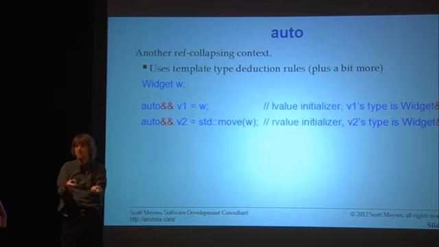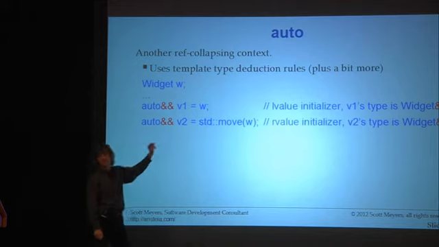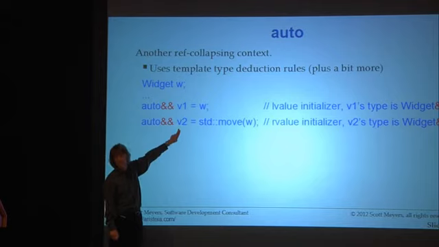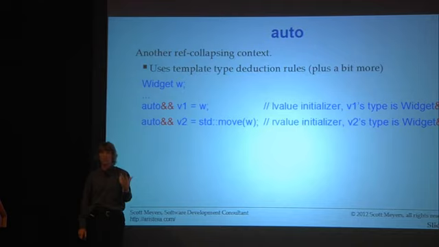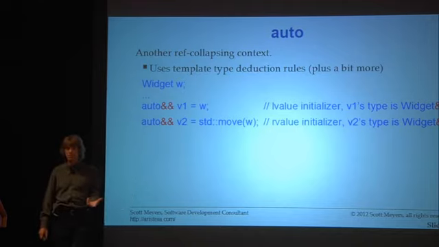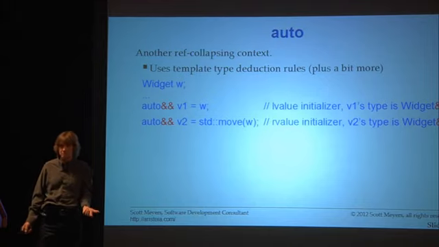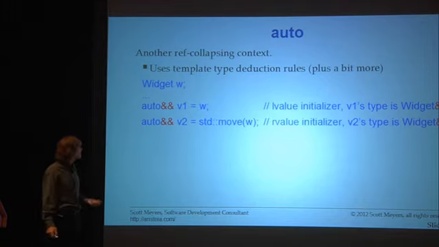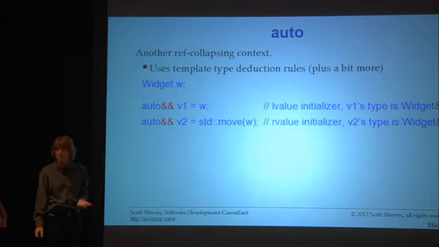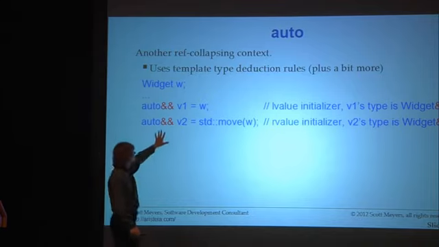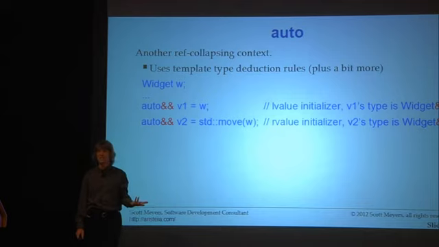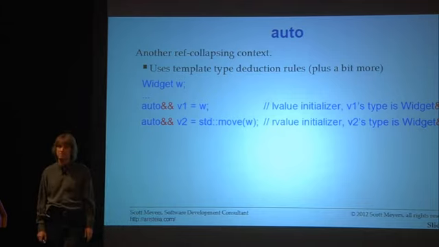Forward preserves lvalueness or rvalueness, and in this case here, I'm just going to bind a reference to it. Now, the reference itself, because it has a name, is an lvalue. But does that make sense why you don't need to use forward? Because you're not copying or moving anything. You're just binding a reference. Having said that, the most common scenario where you're going to want to use auto&& is going to be inside of a template where you don't know what the type is in the first place.